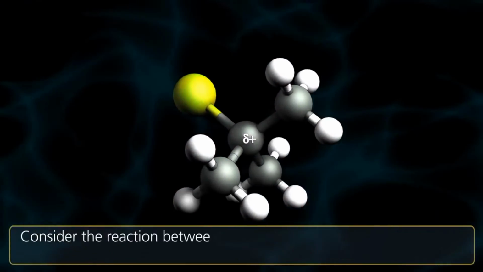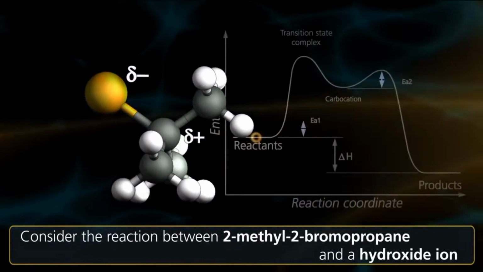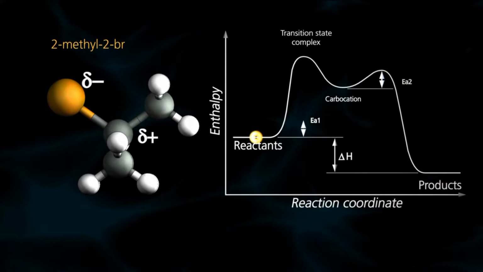Consider the reaction between 2-methyl-2-bromopropane and a hydroxide ion. It has a two-step enthalpy profile.